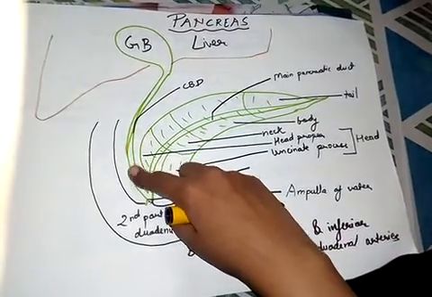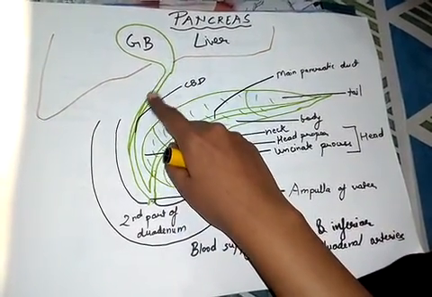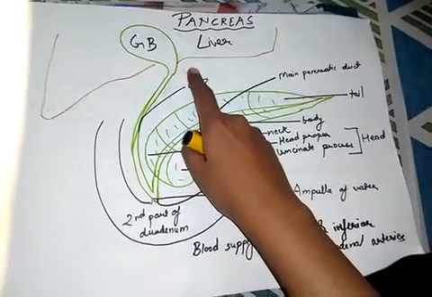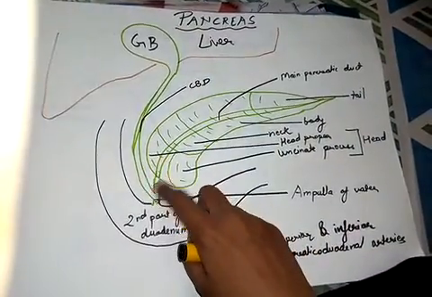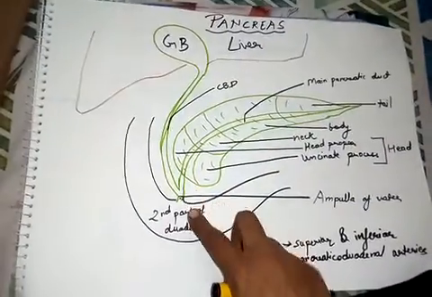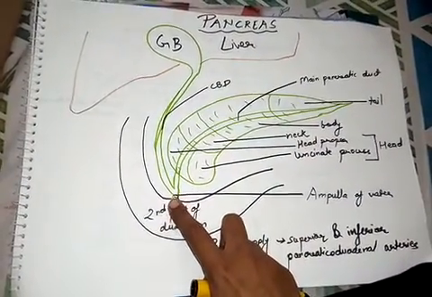Here is the common bile duct, which combines from gallbladder, that is cystic duct, and common hepatic duct together give common bile duct, and they both open together into second part of duodenum in ampulla of Vater.